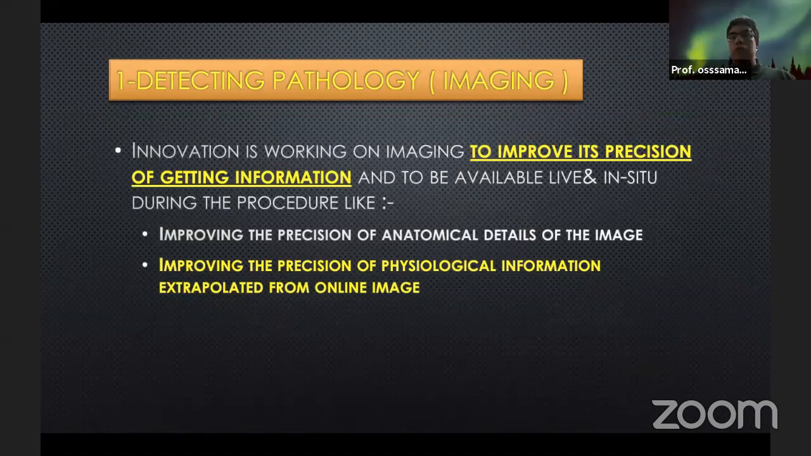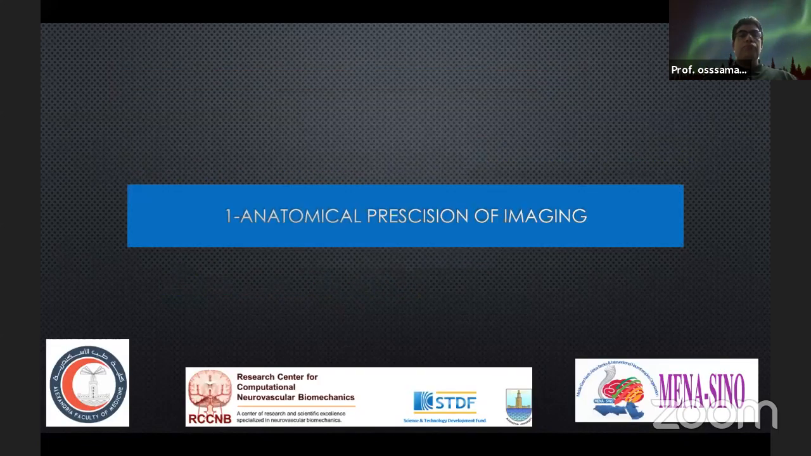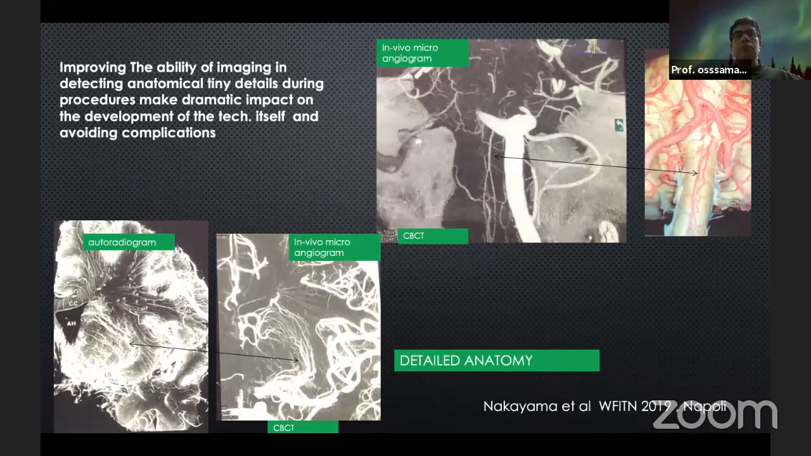When we come to the first wheel, which is detecting the pathology, I think innovation is working on the imaging to improve its precision in getting more information, and this information could be anatomical or physiological. Anatomical precision of the imaging is very important, and I think there is very interesting work going on by South Korean and Japanese groups.